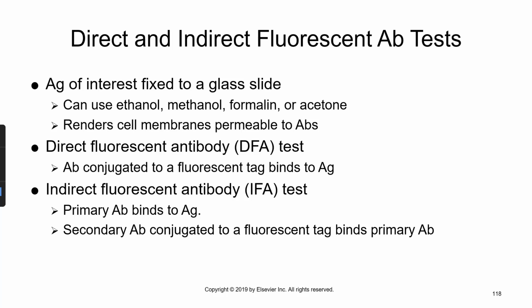then it will fluoresce. In an indirect fluorescent antibody test, the primary antibody binds to the antigen, and then we have a secondary antibody that's linked to the fluorescent tag, and that binds the antibody. The reason why we have indirect fluorescent antibody testing is the indirect one is a little bit more specific. So if we do get a positive result, it's more specific. Direct would be more sensitive.